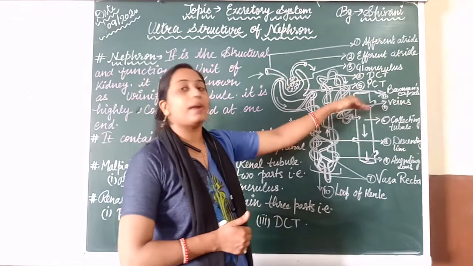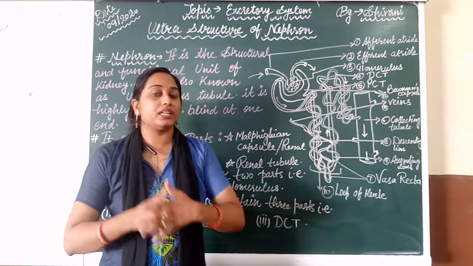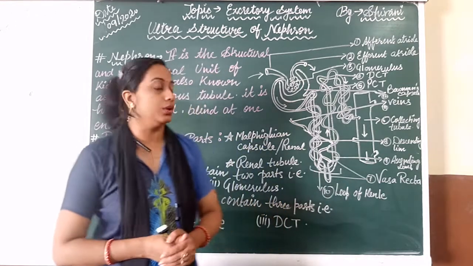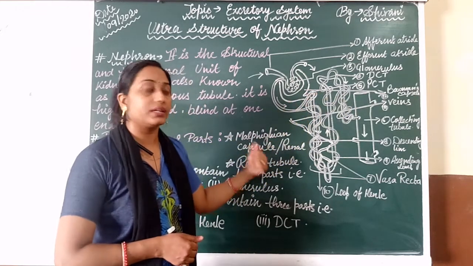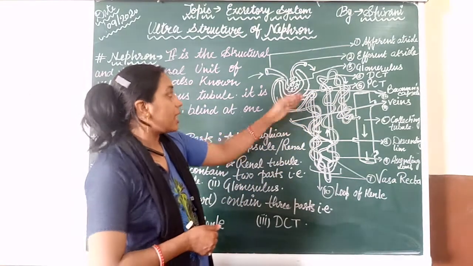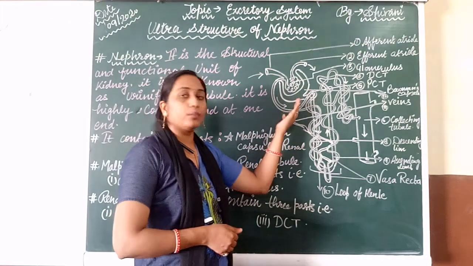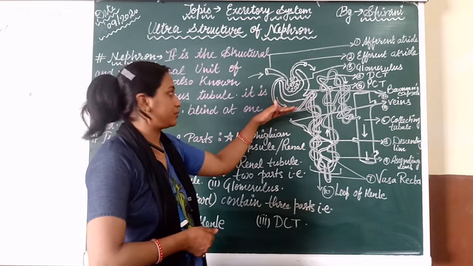Its another part, point number 5, is known as PCT. Its abbreviation is proximal convoluted tubule. Why is it known as proximal convoluted tubule? Because it is much nearer towards the Bowman's capsule. It is present just below the Bowman's capsule.